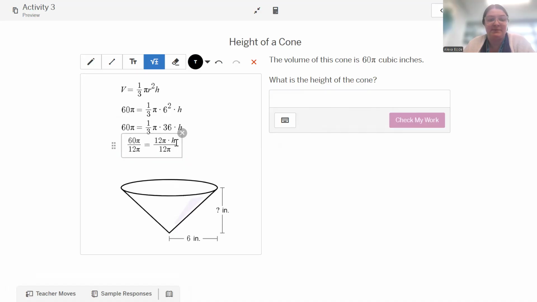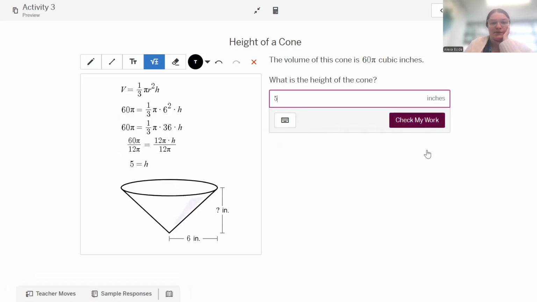Because this is being times h, I have to do the opposite or the inverse. So I'm dividing by 12 pi. 60 pi divided by 12 pi leaves me with 5, because the pi's cancel out. 60 divided by 12 is 5. So my height of the cone is 5.